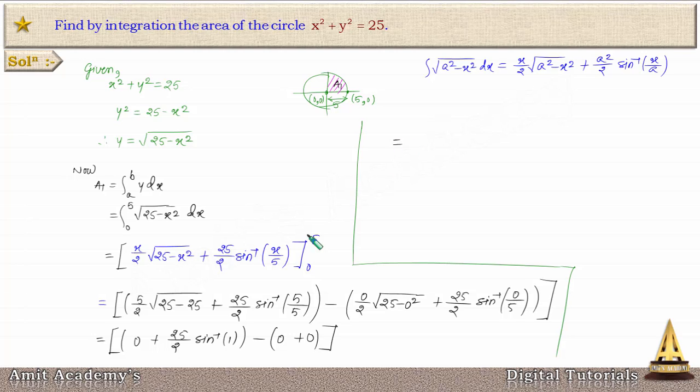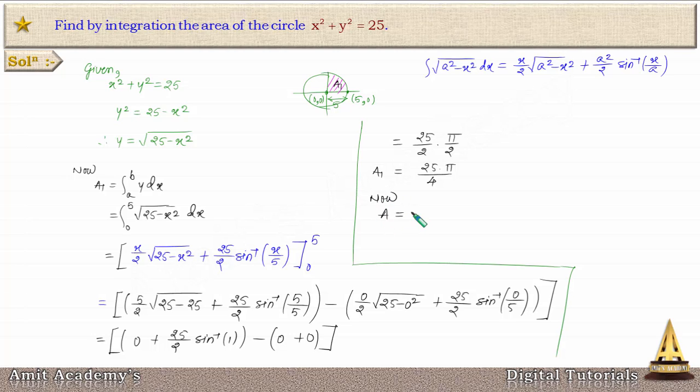So this is equal to 25 by 2 into sine inverse of 1, which is pi by 2. So a1 is equal to 25 pi upon 4. This is the value of a1, and now we can find the total area A.